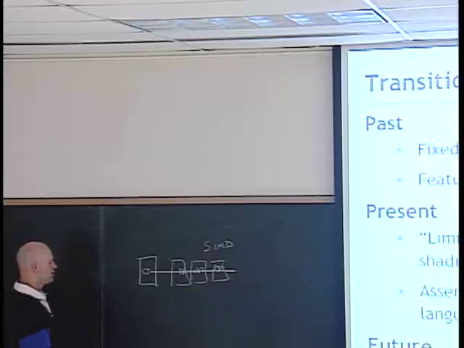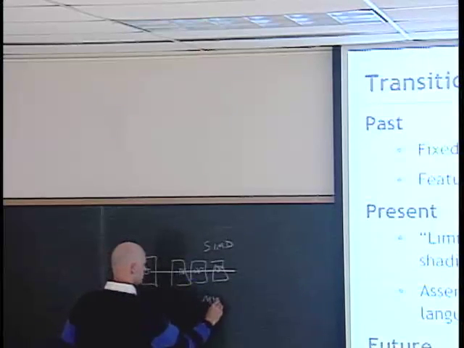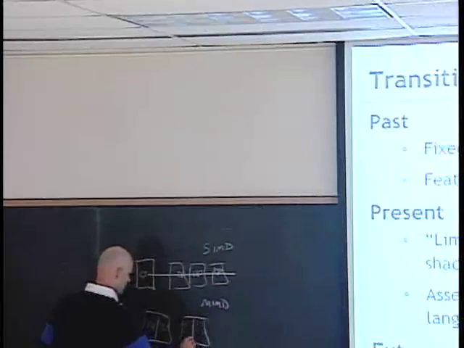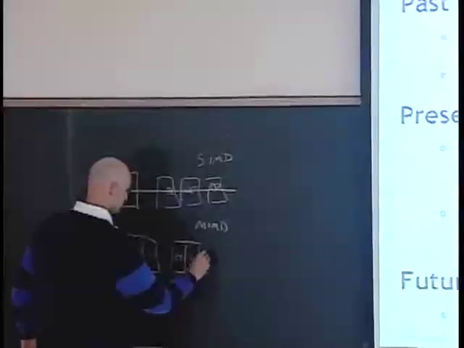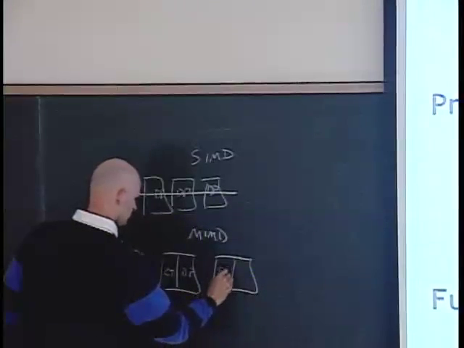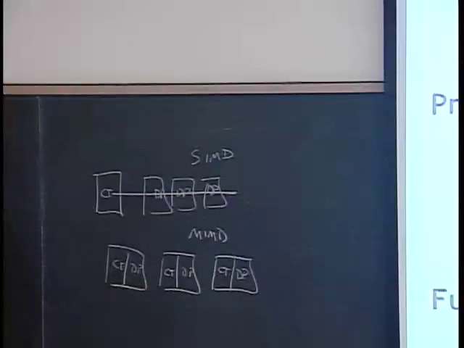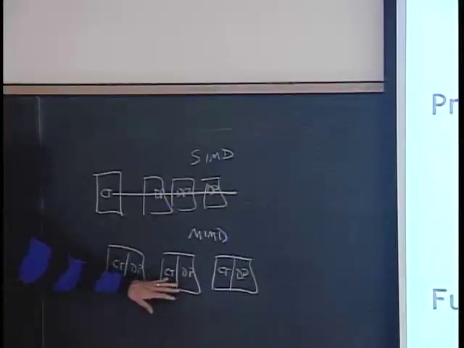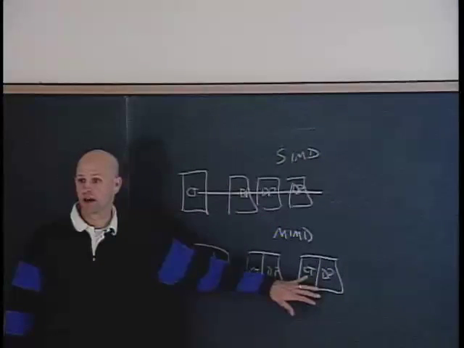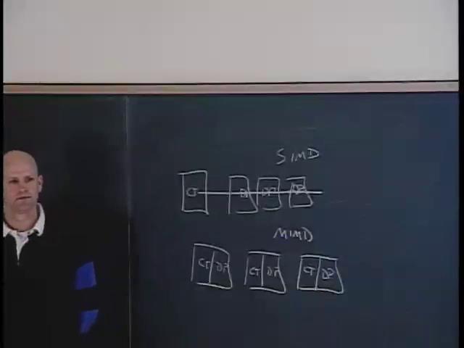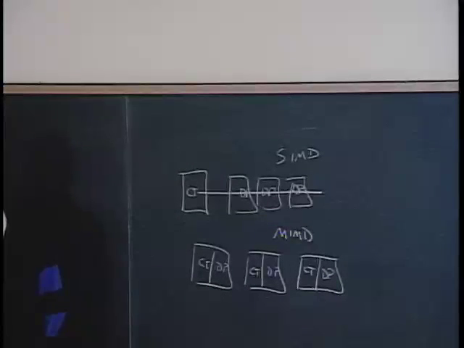The alternative to that is something called MIMD. And that has multiple pipelines also, but there, every data path has its own controller. So this one can be running a different program from this one, which can be running a different program from this one. So what's the advantage of MIMD for the programmer? Why might the programmer like MIMD?